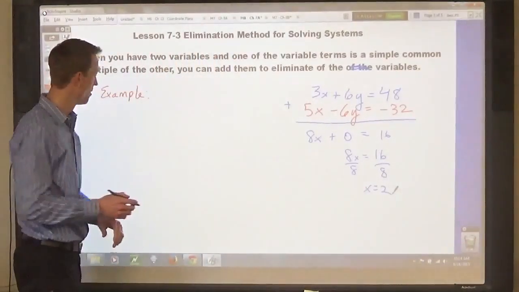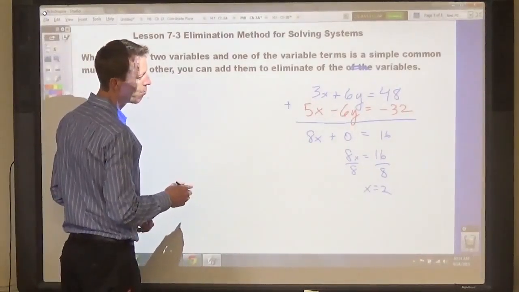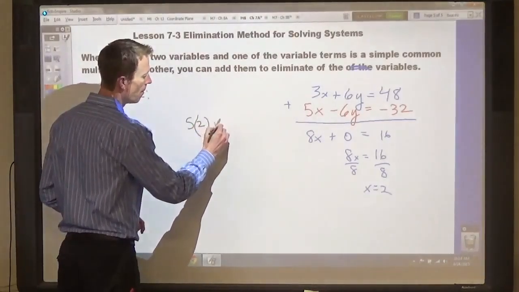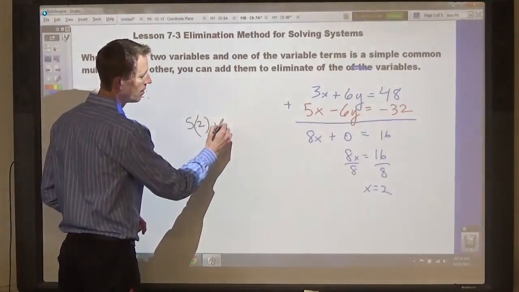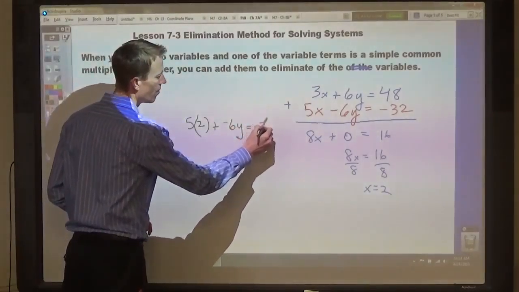What is this one? y equals 7. Let's prove it. 5 times 2 plus negative 6y equals negative 32.